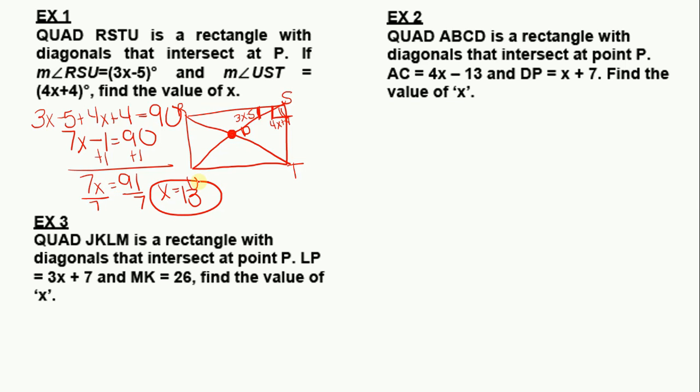Let's try number 2. Quadrilateral ABCD is a rectangle with diagonals that intersect at point P. So almost the same diagram I have to draw again. So we get A, B, C, D, and they intersect at a point P. AC, full length here, is 4x minus 13, and DP is x plus 7. Let's find the value of x.